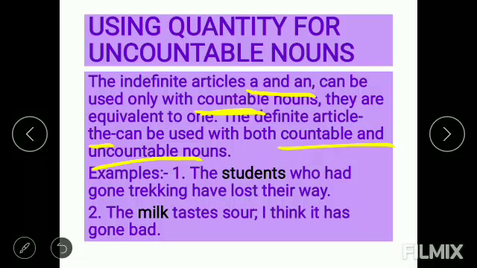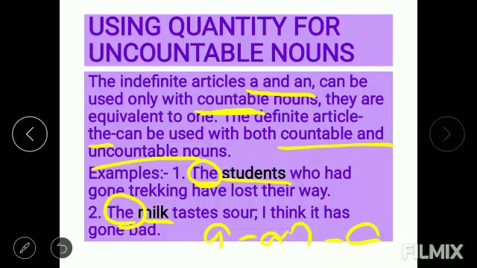We will see here. Example 1: The students who had gone trekking have lost their way. So student is a countable noun and we have written the before it. So here the can be used with a countable noun. Second: The milk tastes sour. I think it has gone bad. So here milk is an uncountable noun and before milk it's written the. So here the is used with an uncountable noun. So remember, articles a and an are only used with countable nouns, but the is used with both countable and uncountable nouns.